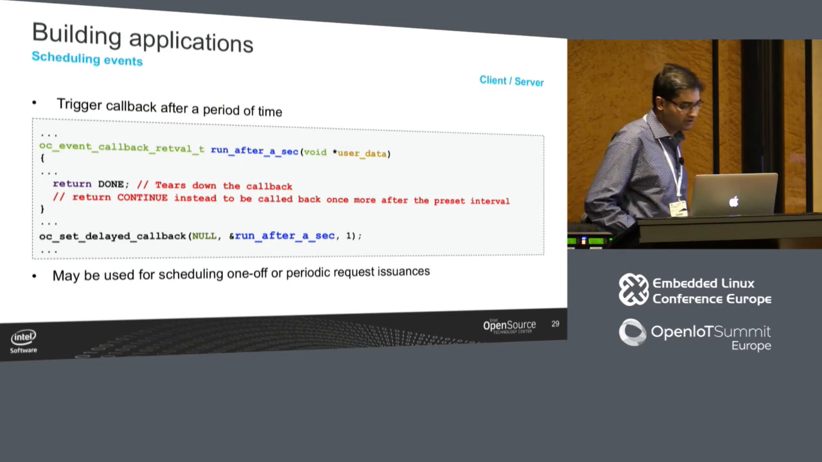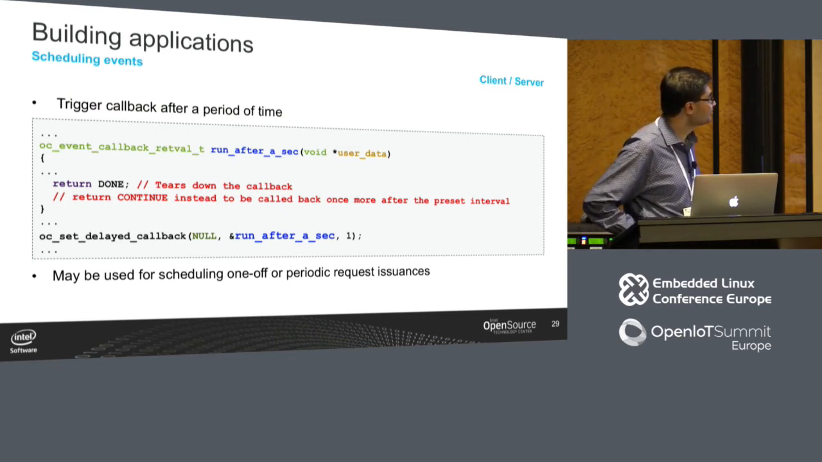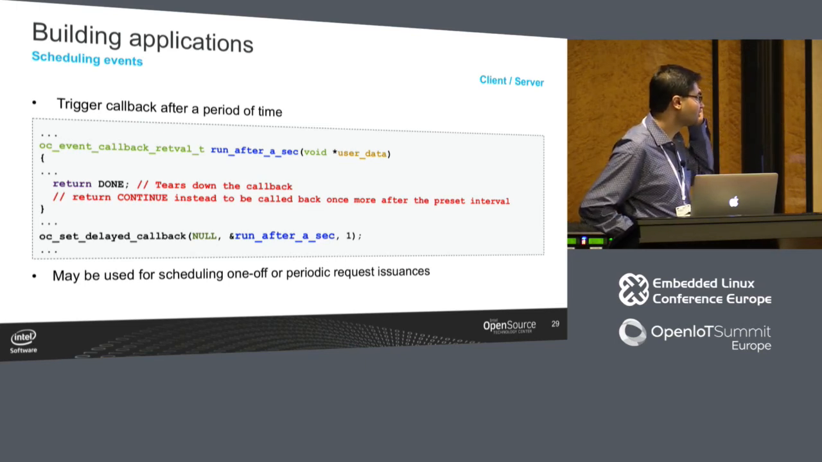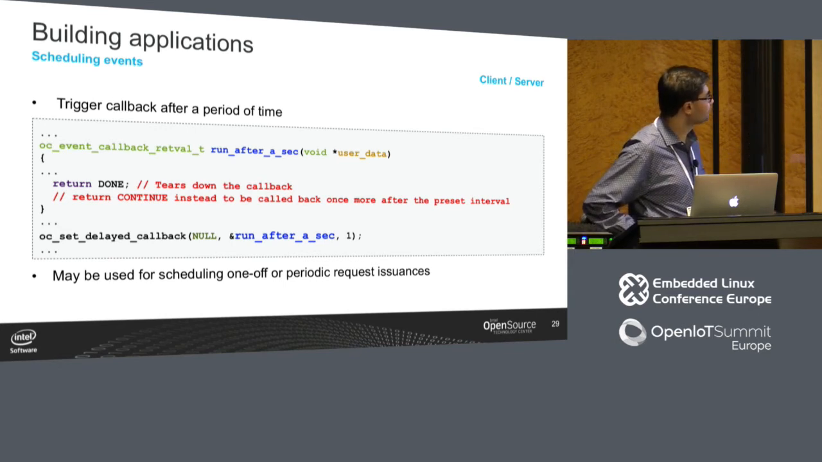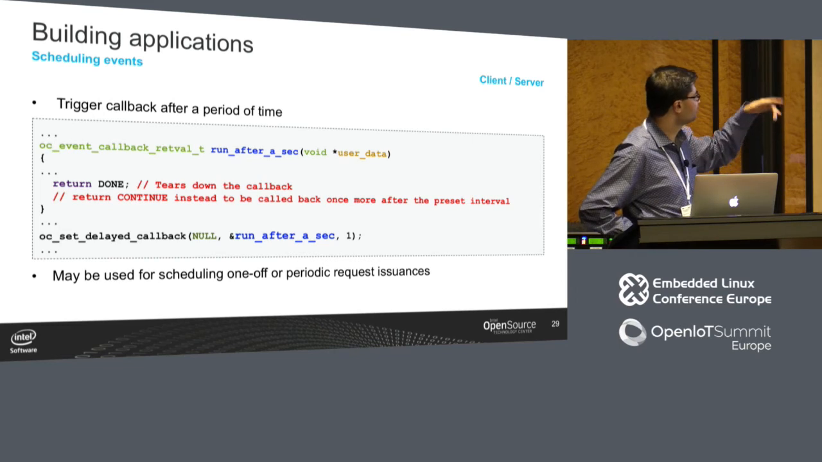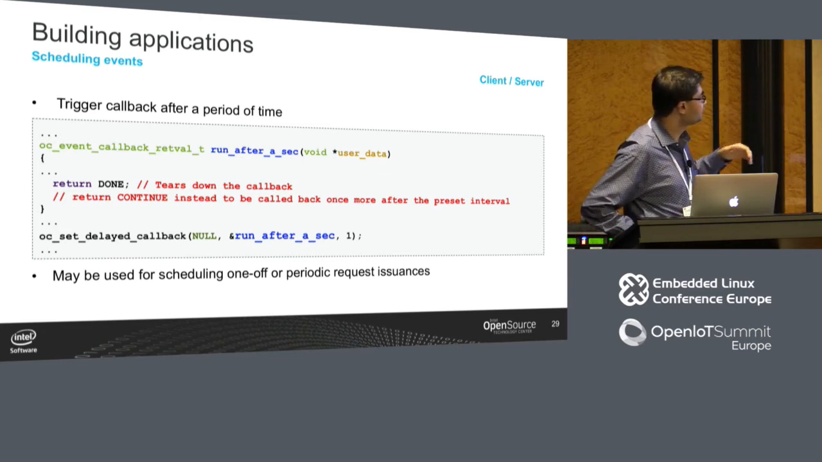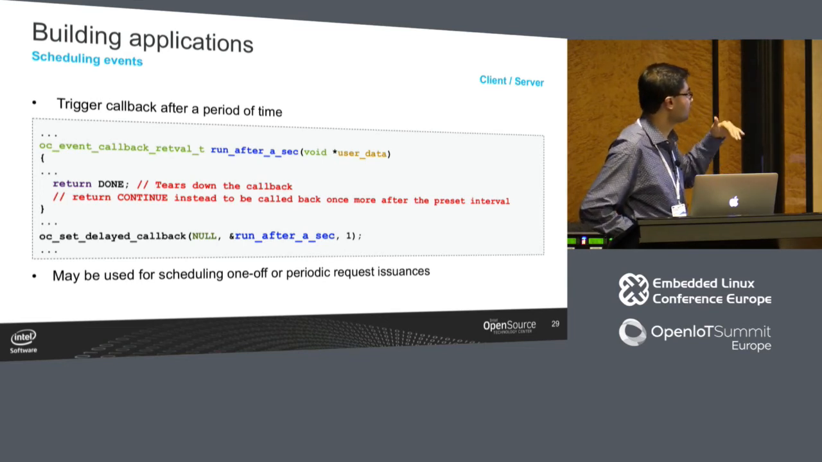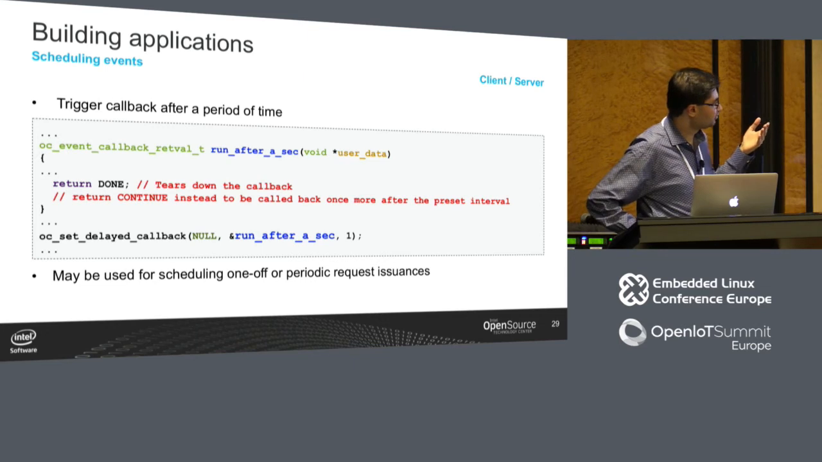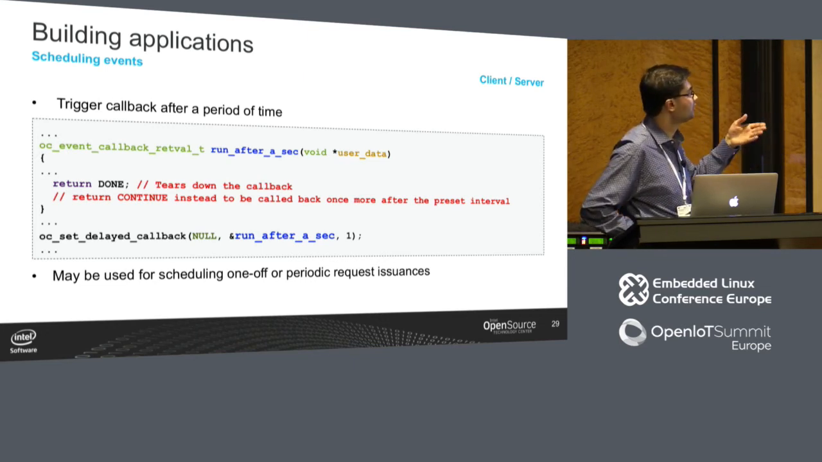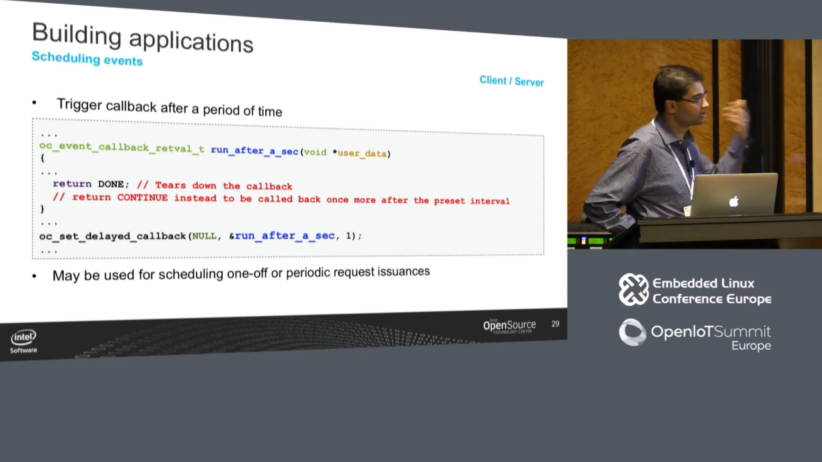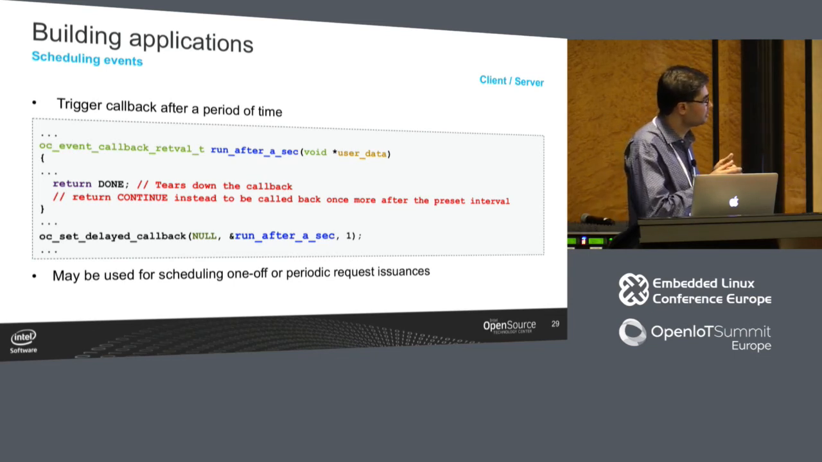The framework has the ability to set a callback to trigger after a certain period of time. This is done using the OC set delayed callback function, where you specify a period in seconds. So in this instance, the function run after a second runs immediately, and inside of that function, the value it returns, which could be either done or continue, determines whether the application wants to tear down the callback or continue to trigger every one more time period ahead. And this mechanism can be used for scheduling periodic requests, for instance.